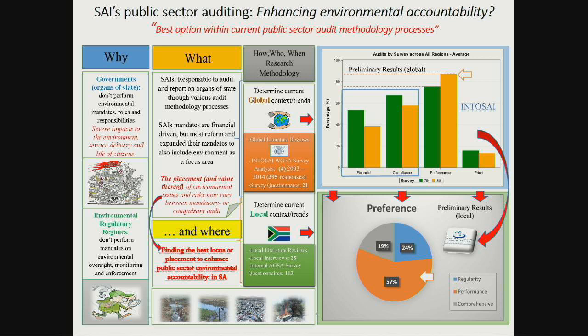My preliminary results currently indicate that performance audit is the best placement, or at least the people that participated in the process want it under performance audit. But both regularity and performance audit have some significant advantages and disadvantages. I thank you for your time. Thank you very much.